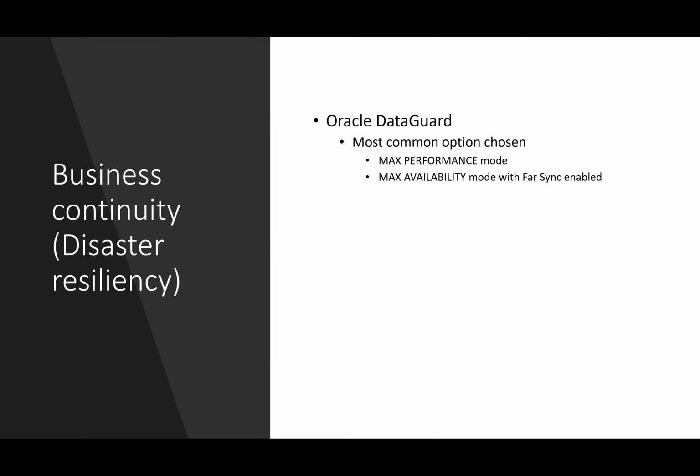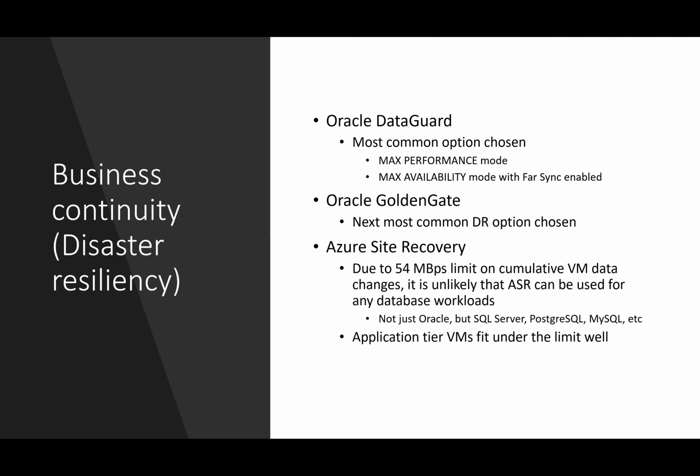In Azure, we recommend that DR be used with Oracle DataGuard. You can also use Oracle GoldenGate. We do have customers using that for both HA and DR. But typically what we recommend is DataGuard with a local HA standby, and a remote DR standby for DR. Azure Site Recovery doesn't really work very well.